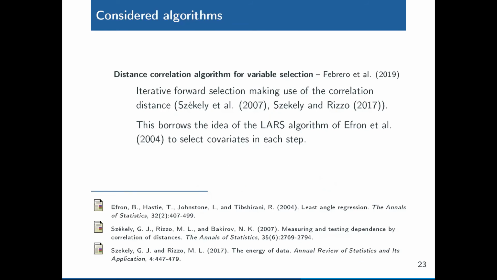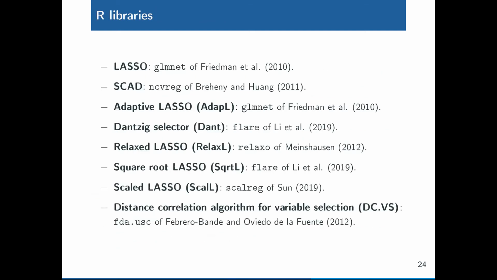and eventually the distance correlation algorithm for variable selection of Freijeiro. This implements iterative forward selection, making use of the distance correlation. For this aim, it borrows the idea of the LARS algorithm of Efron in order to select the relevant covariates in each step. So taking under consideration these algorithms, I am going to quote the references later if someone is interested in some of them. And now I'm going to first of all display the R libraries employed to fit these algorithms.